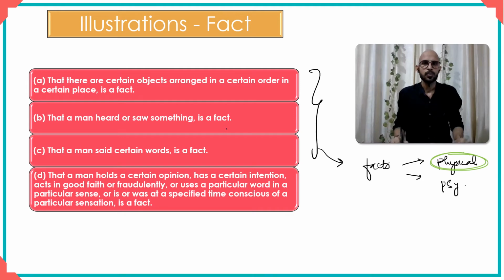Now, how do you perceive whether a person has a certain opinion or in what sense he has used a certain word? Some words can have different meanings. You can use them in different ways. Can you perceive it by your sense of smell, sight, audition, taste, touch? No, you can't. So it's not something that is capable of being perceived by the senses. But it is a mental condition of which a person is conscious, and therefore it is a fact.